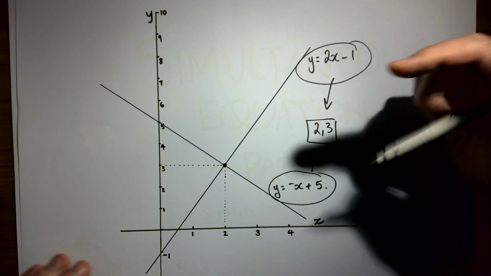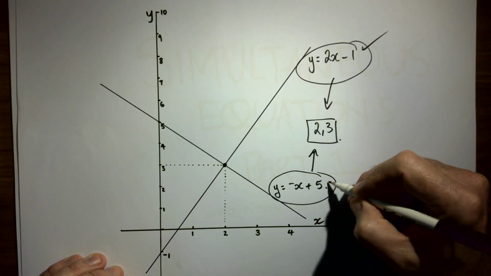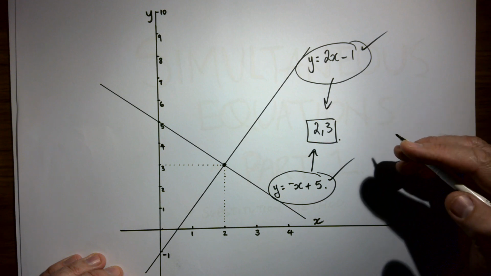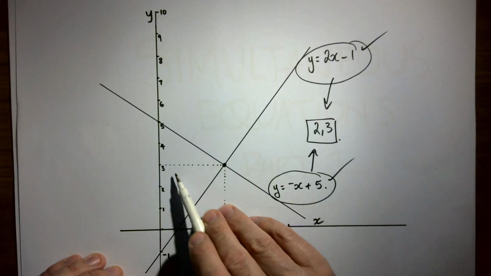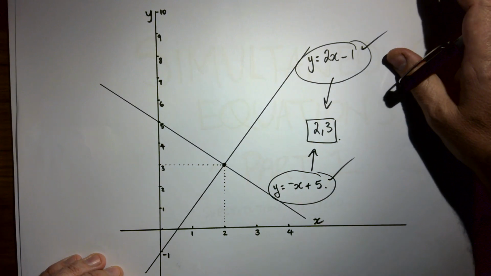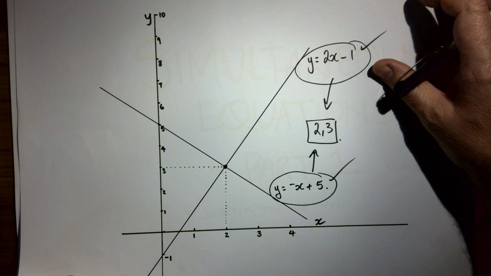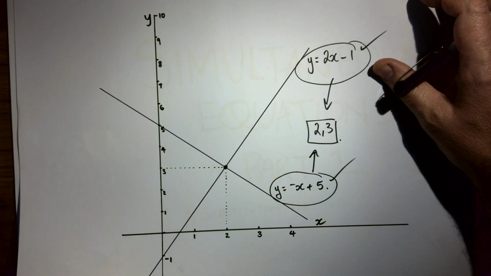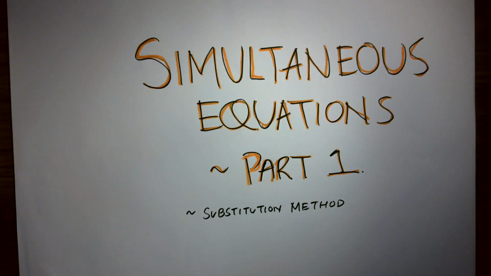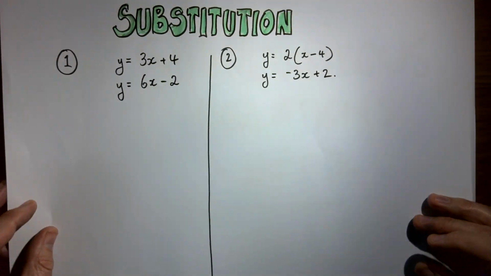Now you can do it graphically, just like I just did. If I just gave you those equations and a grid, you could draw those two and read off where they intersect. Bang, (2, 3). That is one way, but you will need to know how to do the substitution method and the elimination method. So let's get into this. The substitution method.